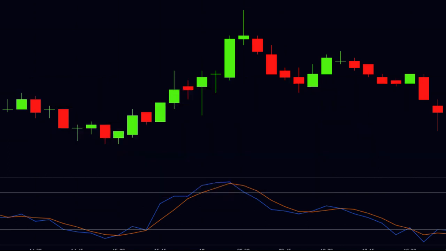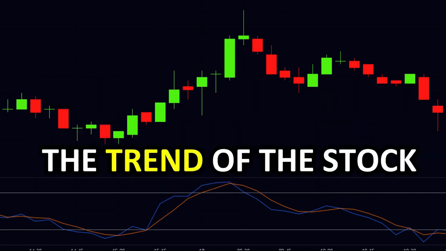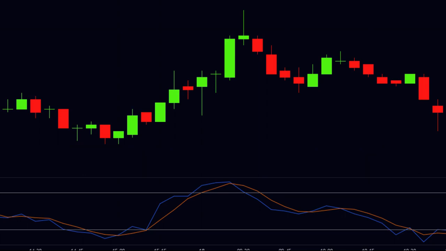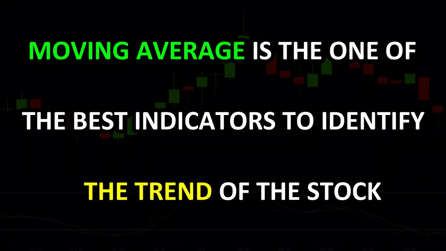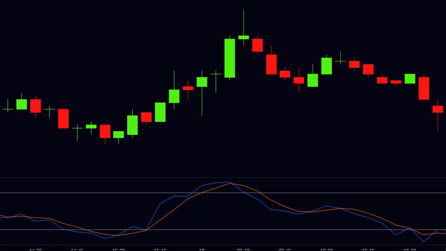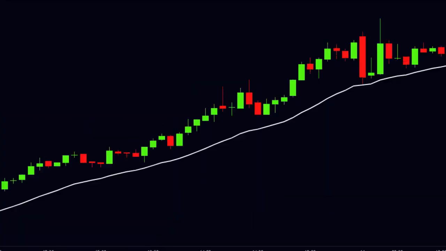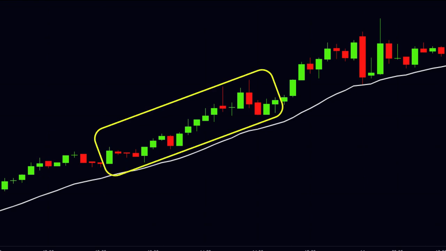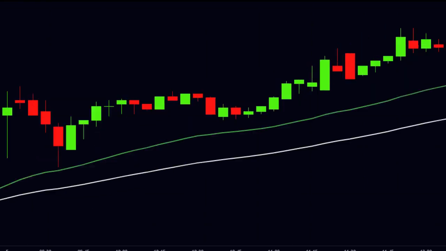But before finding the pullback, we have to find the trend of the stock. And to find the trend of the stock, we will use a moving average. Moving average is one of the best indicators to identify the trend of the stock. Moving average is the average of the price for a specified period of time. For example, if we plot a 20-period moving average on the 1-minute time frame chart, then it will show the average of the 20 candles.